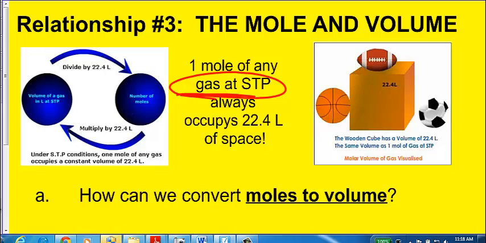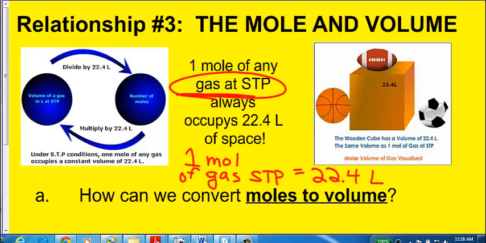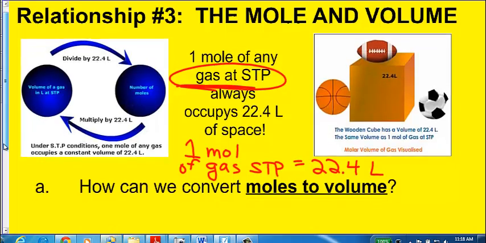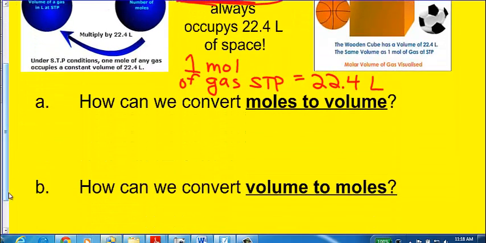And 1 mole of any gas always occupies 22.4 liters. So this one is different because it's not for everybody. It's only a gas at STP, and it occupies 22.4 liters. If you have a gas at STP, 1 mole of it, it'll occupy 22.4 liters. Think of about 11 2-liter soda bottles. That's what we're talking about, okay?